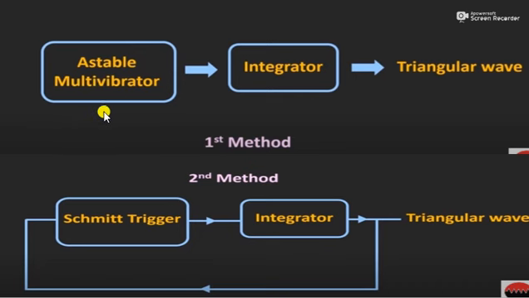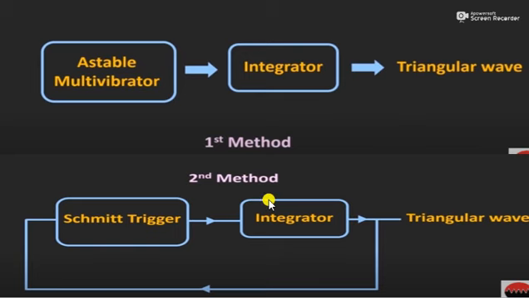The square wave generator is nothing but an astable multivibrator. The astable multivibrator generates the square waveform. So the square wave is the input to the integrator. The output of the integrator is a triangular waveform, produced by charging and discharging of a capacitor. This is the first method.